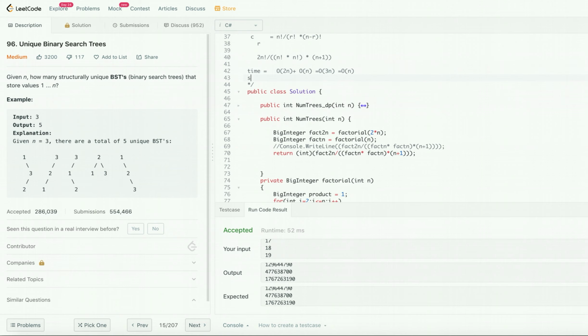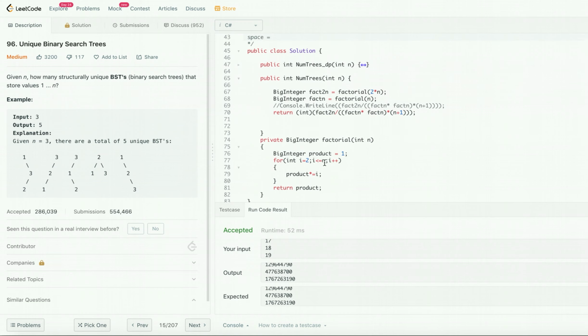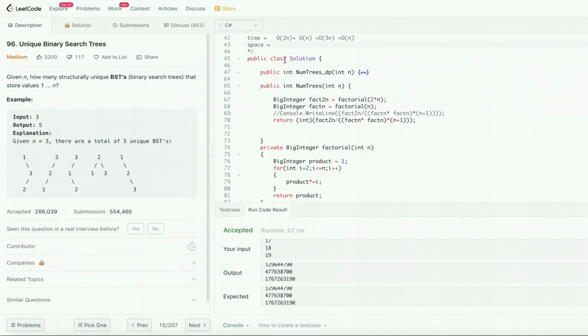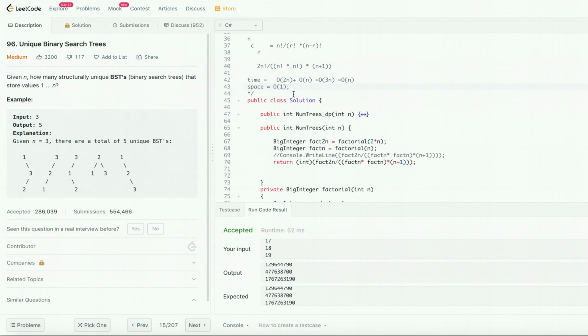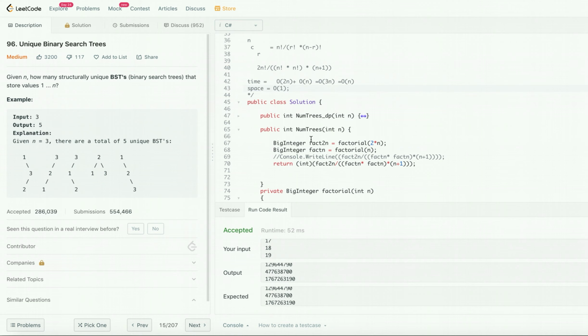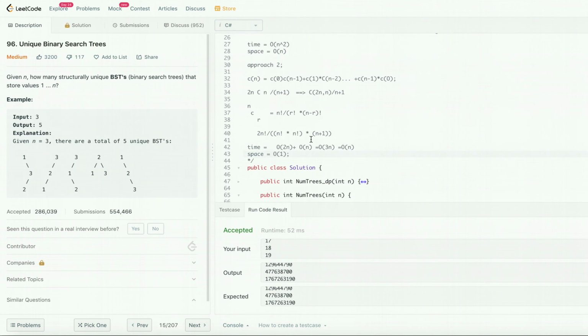And what is the space? Are we using any extra space here? No, apart from a couple of variables, we are not using any more space. So that means the space complexity is order of 1, right. So in this particular case, we have time complexity of order of n and space complexity of order of 1. So if you compare the two approaches, there is an improvement of order of n in terms of the time complexity and also order of n in terms of the space complexity, right.